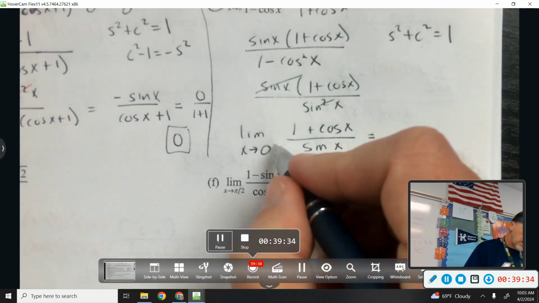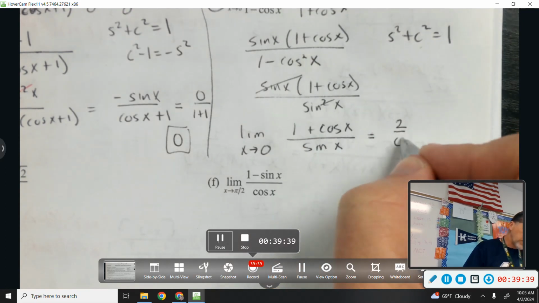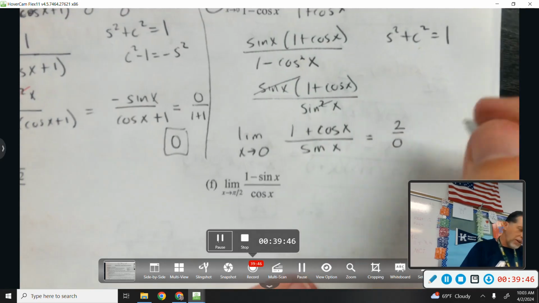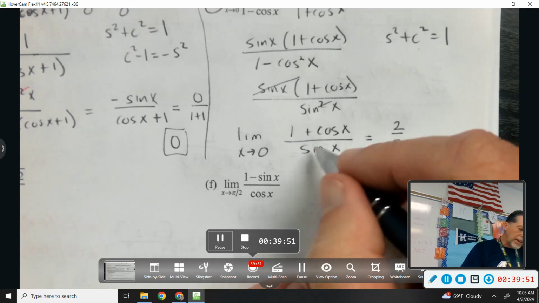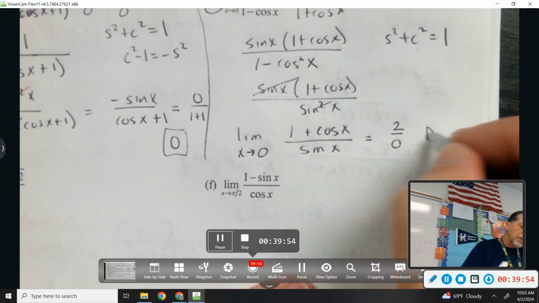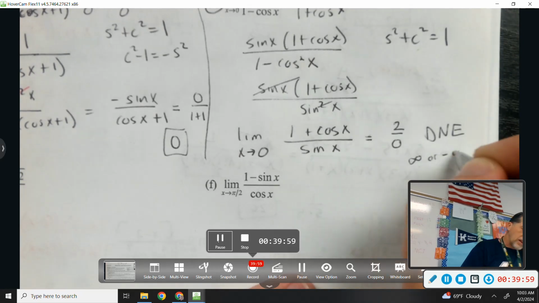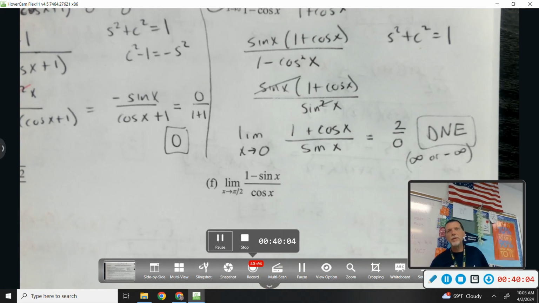So let's see, 1 plus 1 is 2 over 0. Uh-oh. It's not 0 over 0, so there's not anything to fix. If I'm dividing by 0, well, I'd have to really think if it's positive or negative infinity, but either way, it's D and E. I don't know which one, positive or negative, but I don't need to. It doesn't work. Okay, so 0 in the bottom with a regular number in the top doesn't work.